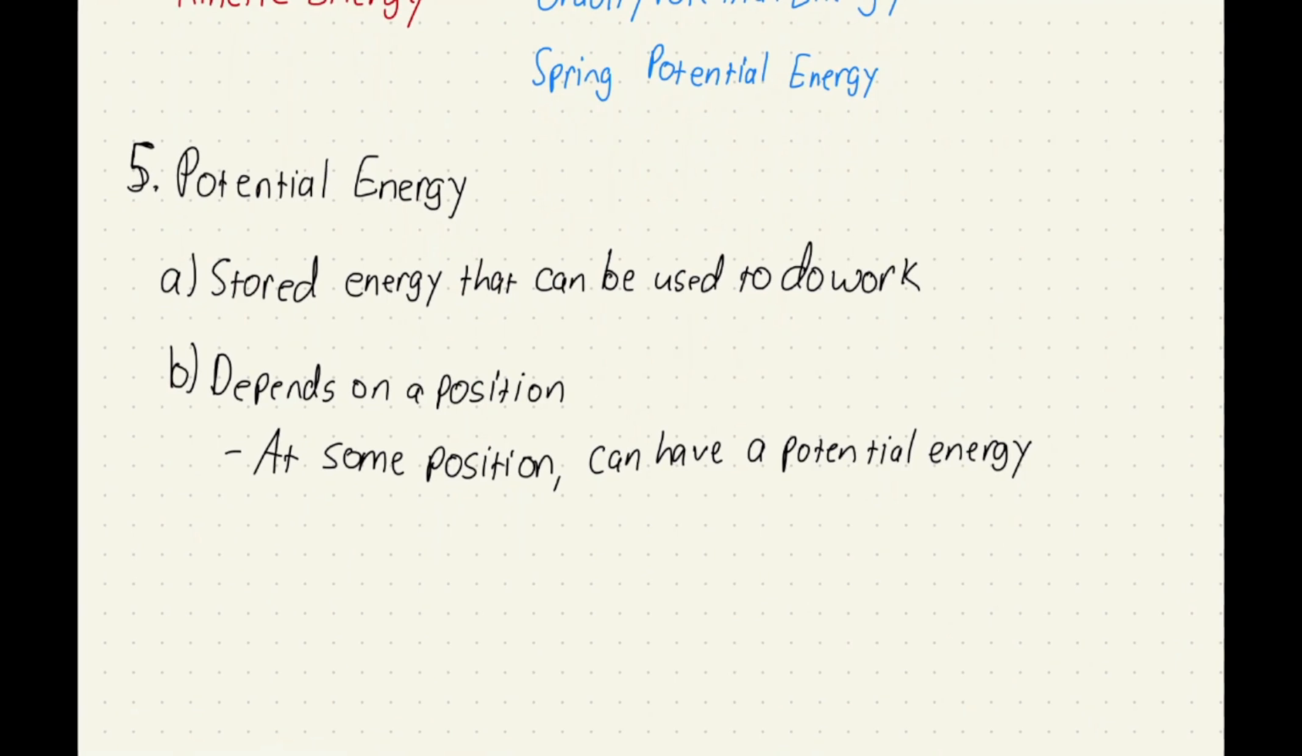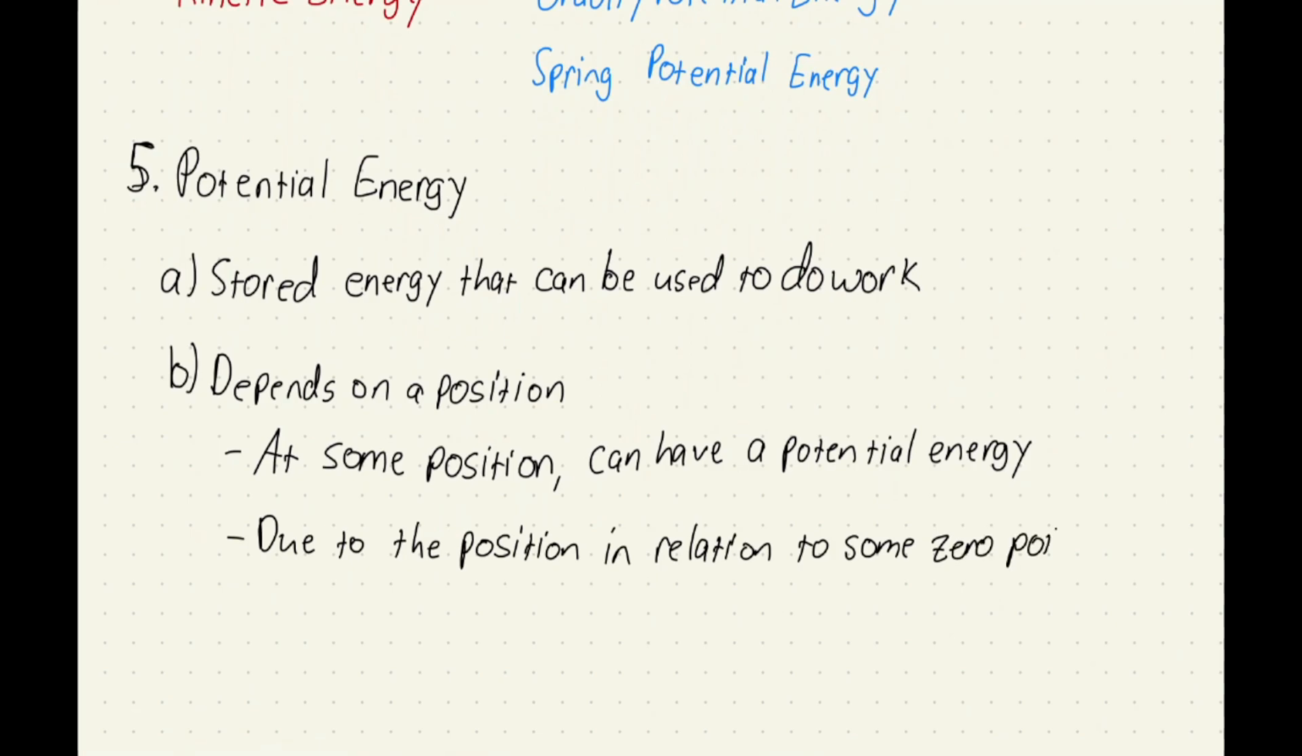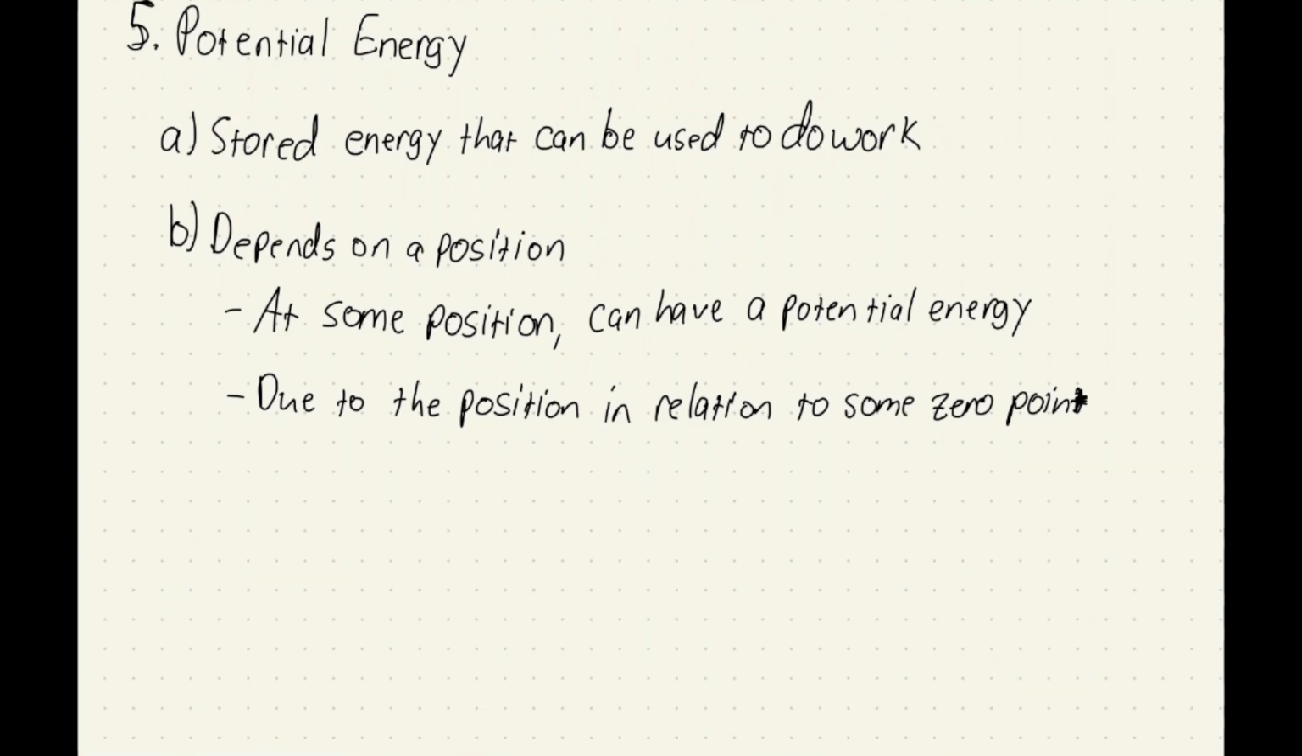And it's usually due to the position in relation to some zero point. The zero points I'm talking about in those two examples: for the book, the zero point would be ground zero. And for the spring, the zero point would be when we've reached the natural length of the spring. When we reach the natural length, the spring doesn't exert any force, and so it has zero spring potential energy at that point. And we would say that that is our zero point.